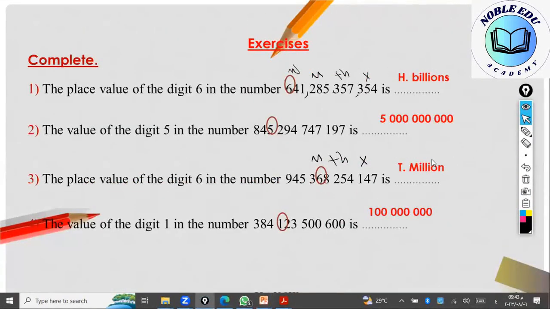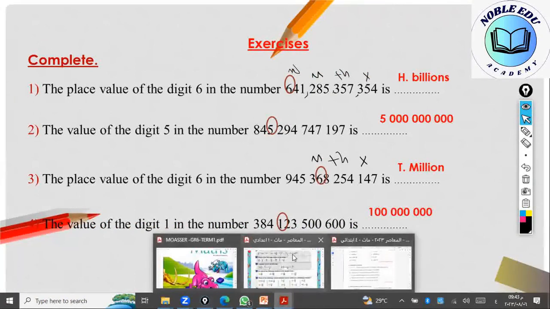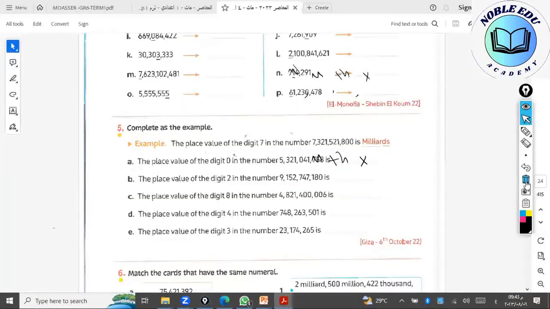Okay, and now exercise. Complete as in the example. The place value of 7 in the number here is milliard. What about the place value of digit 0? Circle number 0 and write up the house names. Here you have no name, here thousand, million, milliard. Okay, and in each house 3 rooms: ones, tens, hundreds. So the room of 0 is hundreds. So write first 100. 100 what? 100,000. So write 100,000.